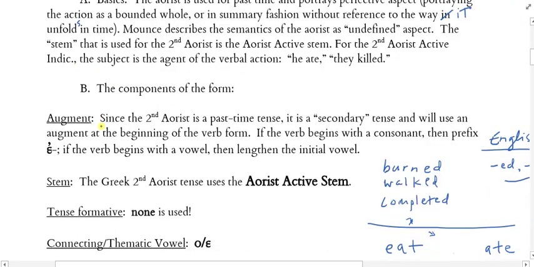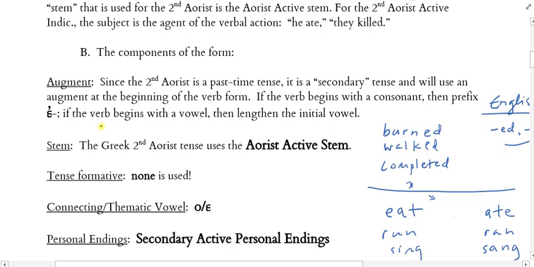So what are the components of the form? How are we going to form it? Well, since it's a past tense form, it's an augmented form. It's going to use the augment, and the augment in the indicative signals past time. And because it's past and has an augment, it's considered a secondary tense. Okay? And so it's going to use the secondary endings too, which we'll see.